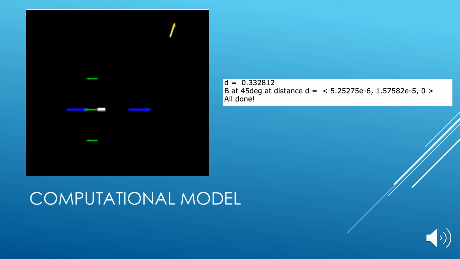Pictured on this slide is my computational model from the GlowScript code. The link to the code is in the bio of this video, but I didn't put it in the slides. The blue arrows in the computational model represent the magnetic field at on-axis locations. Next, the green arrows represent perpendicular observation locations. The yellow arrow at the top right of the image represents the off-axis location at 45 degrees. Printed to the right are just two of the values from my GlowScript code.